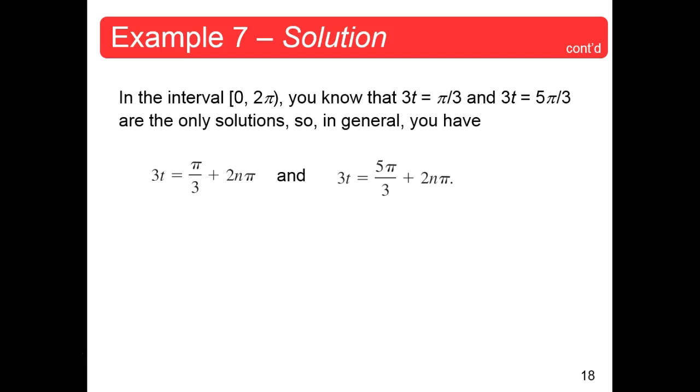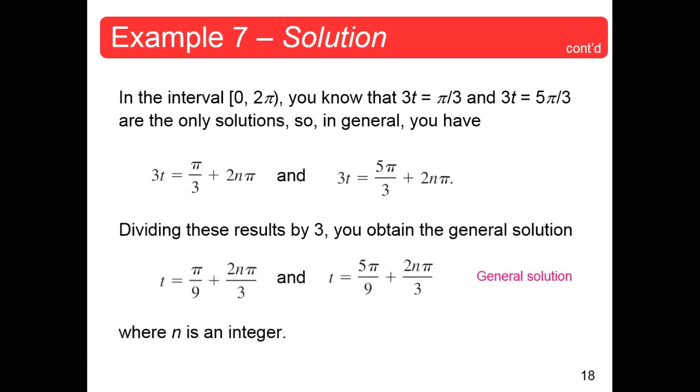Okay? So then you divide everything on both sides by 3, which in the first case is multiplying by 1/3. So that gives you t is equal to pi ninths plus 2n pi over 3, or t is equal to 5 ninths pi plus 2n pi over 3, where n is any integer. That's your general solution. Not any real number, that wouldn't make sense, but any integer. Positive or negative integer.